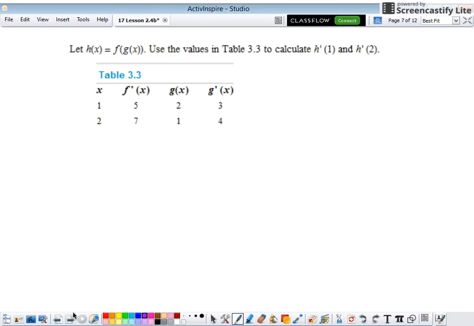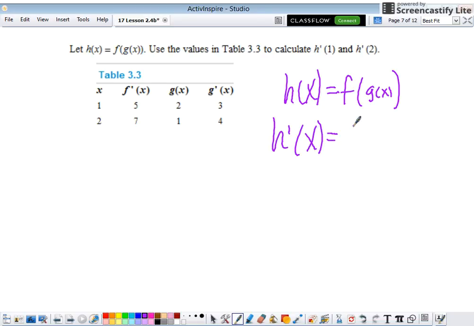Okay, in this problem, we're going to do derivatives using the chain rule and a table. Now notice up here that it says that h of x equals f of g of x. That's a composite function. It's a function inside of another function. So to find the derivative of h, we have to use the chain rule. So the outside function is f. It's the derivative of the outside with the inside left alone times the derivative of the inside.